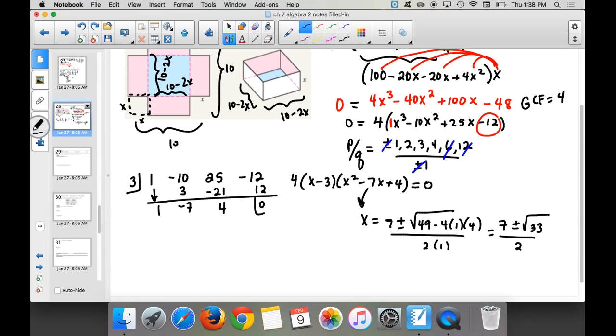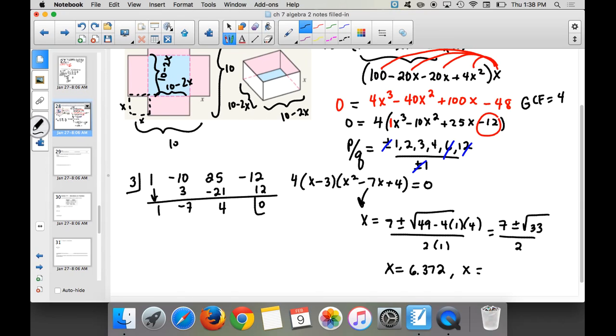So if I was putting this into my calculator, I would do just the numerator first and hit enter. So go ahead and do this along with me. Make sure you guys get the same answer. Oops, so loud. All right, so I'm going to do 7 plus the square root of 33, and I'm going to hit enter. And then I'm going to take that answer and divide by 2. So the first answer, using the plus, was 6.372.